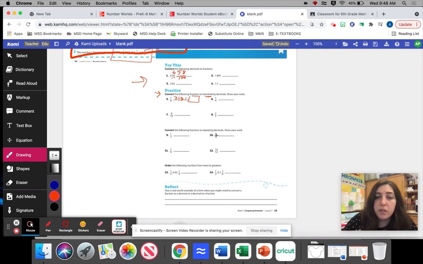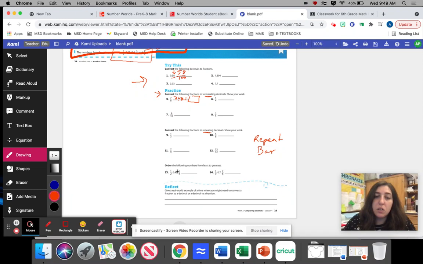Convert the following fractions to repeating decimals. This time it tells you that the decimal repeats. Okay, so do the same thing, numerator divided by denominator in your calculator. Make sure you use the repeat bar. Okay, that's where you put a repeat bar over the number or numbers that are repeating, so you don't have to constantly repeat writing them.